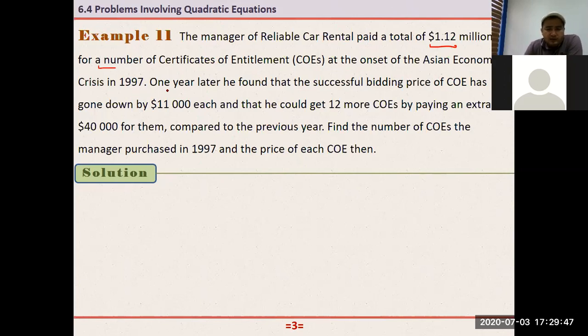Okay, got it. One year later, he found that the successful bidding price of a COE had gone down by $11,000 each, and that he could get 12 more COEs by paying an extra $40,000 for them, compared to the previous year. Find the number of COEs the manager purchased in 1997, and the price of each COE then.